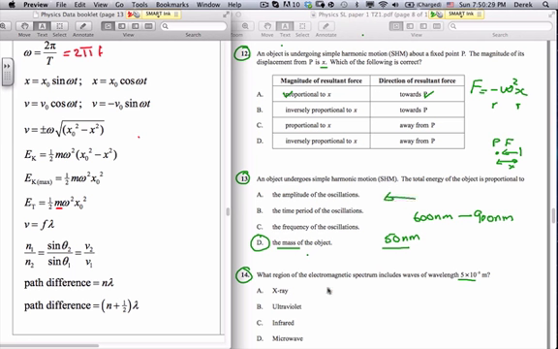So that would be your ultraviolet. Now the X-rays are extremely short wavelengths, or very high frequencies, so these would be much shorter than 50 nanometers. Both the infrared and the microwaves are longer wavelengths, so those couldn't be. So only the ultraviolet really fits in this case.